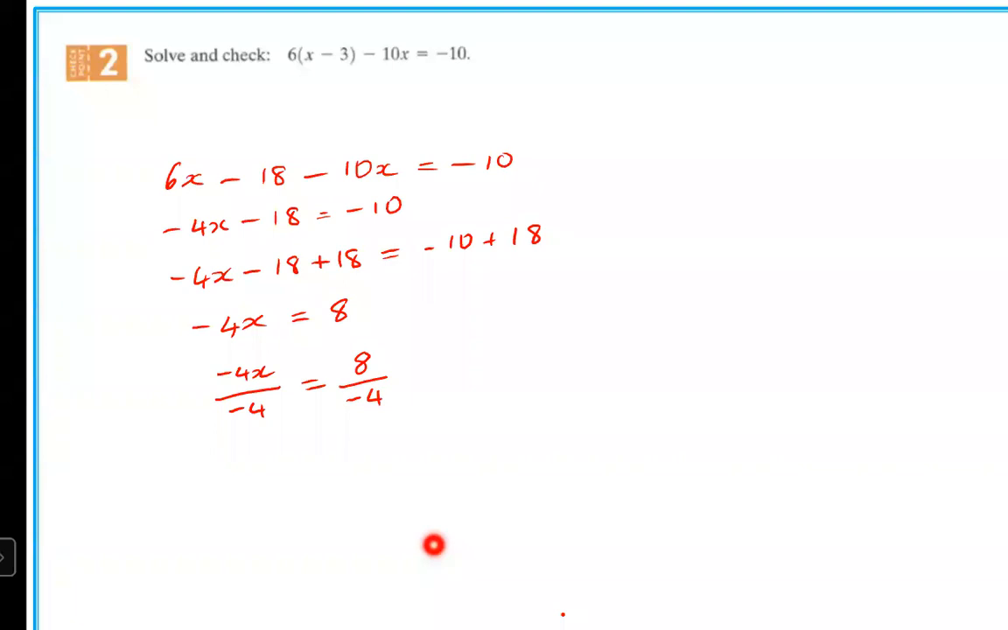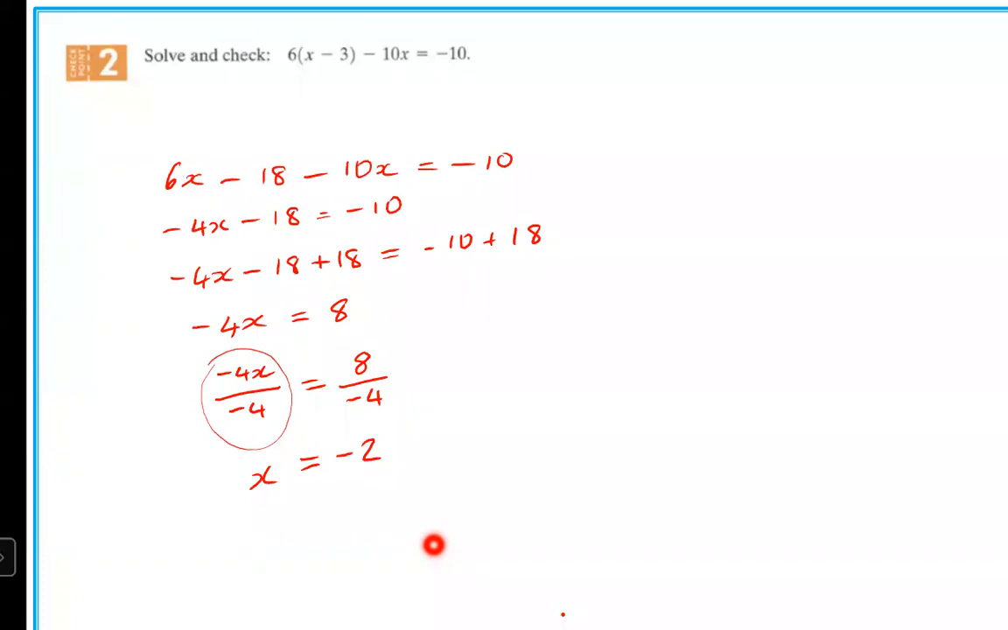Okay, when you cancel out this, what do you get right here? 1. One what? Or x? Okay, so it's just 1x or just x. You don't have to put that. Equals. And then when you divide the 8 by -4, -2. Right, so x equals -2.